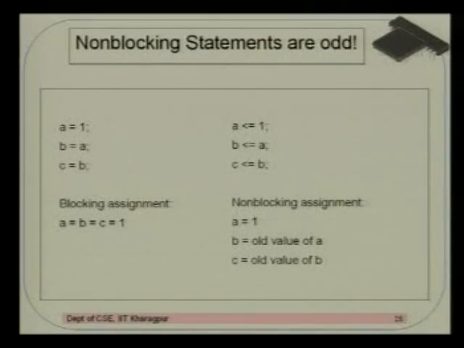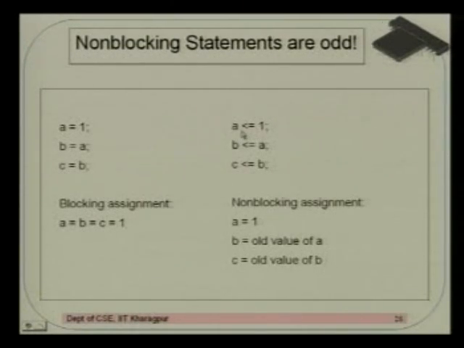Okay, so for example, let us take this case. We have A equal to 1, B equal to A, and C equal to B. So this is an example of a blocking assignment, right? So what would be the final result? First, A will be assigned 1, next B will be assigned A, but A has already become 1, right? So B becomes equal to 1 also. And what about C? C becomes equal to B, but B has become equal to 1, right? So finally A, B and C all become equal to 1.